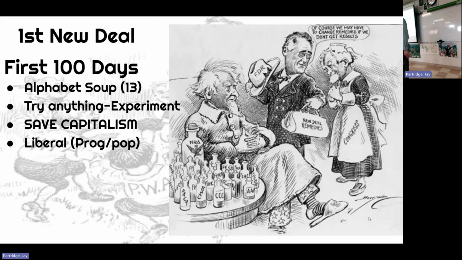So they call the first 100 days. And they call it the alphabet soup of laws. They have all these acronyms and everything, like NRA, CCC, PWA, WPA, etc. 13 new laws will be created. And the whole goal was to try experimentation.